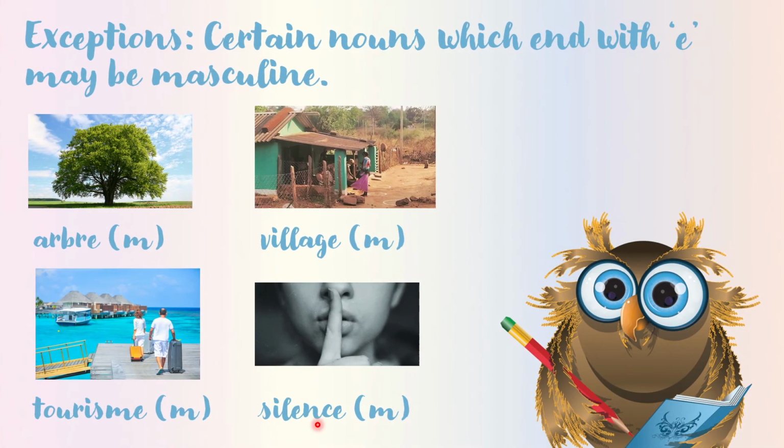And the next slide will also show you that the E, tion, sion rule is not always applicable, because certain nouns which end with E may be masculine as well. I told you earlier, most of the nouns which end with E are feminine, but there are some which end with E and are masculine. For example, arbre is a tree, masculine. Village is a village, is masculine. Tourisme is tourism, is masculine. Silence is silence, it is masculine as well.